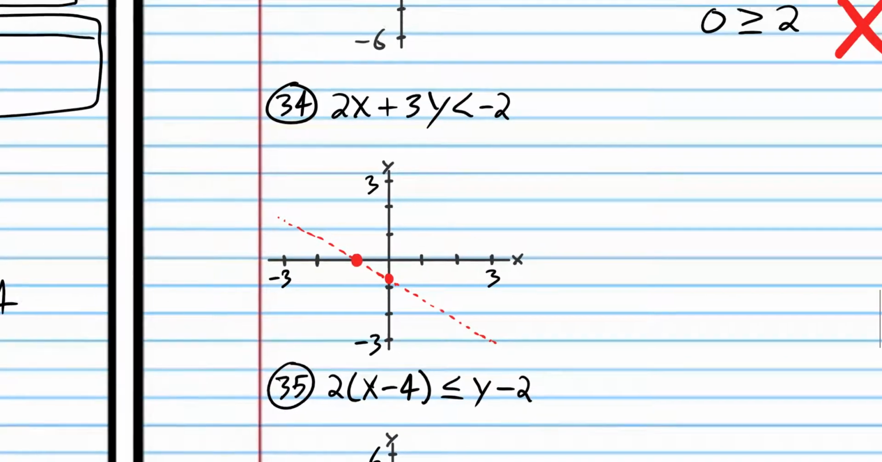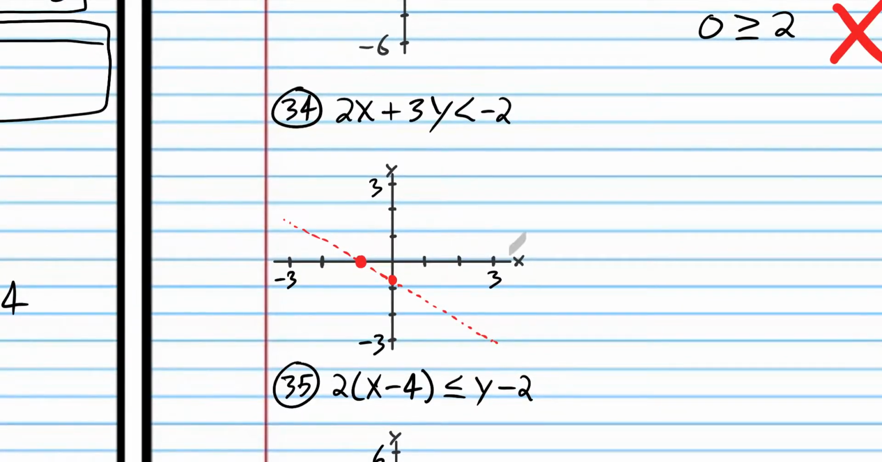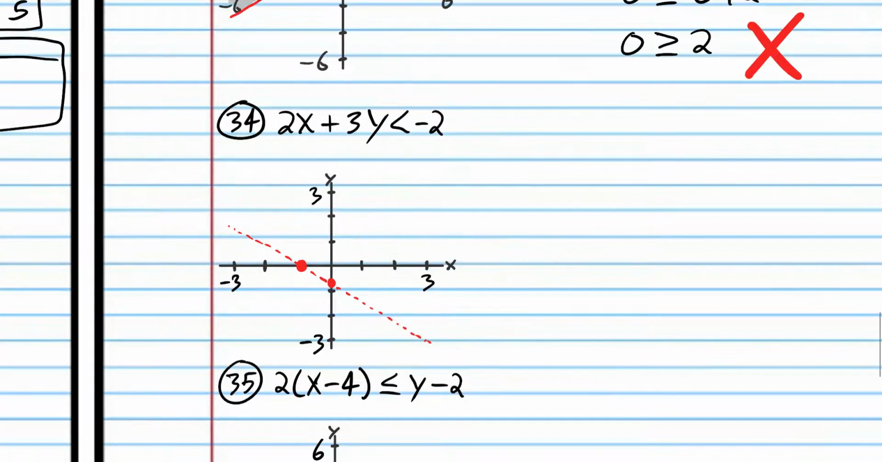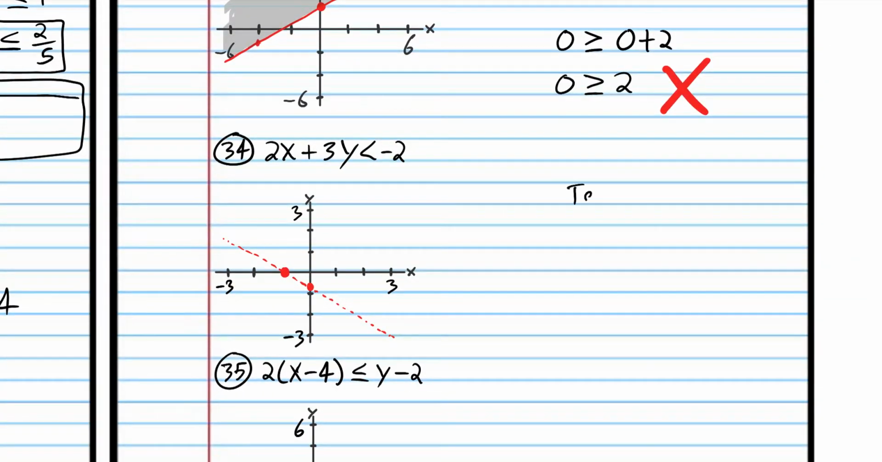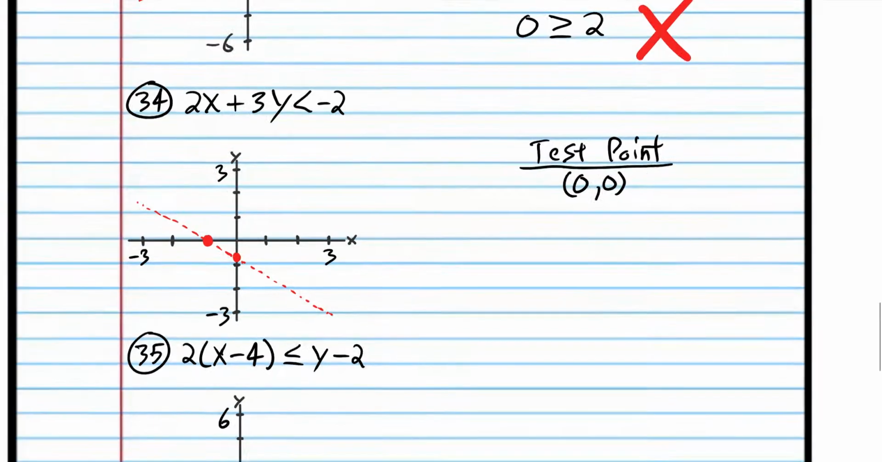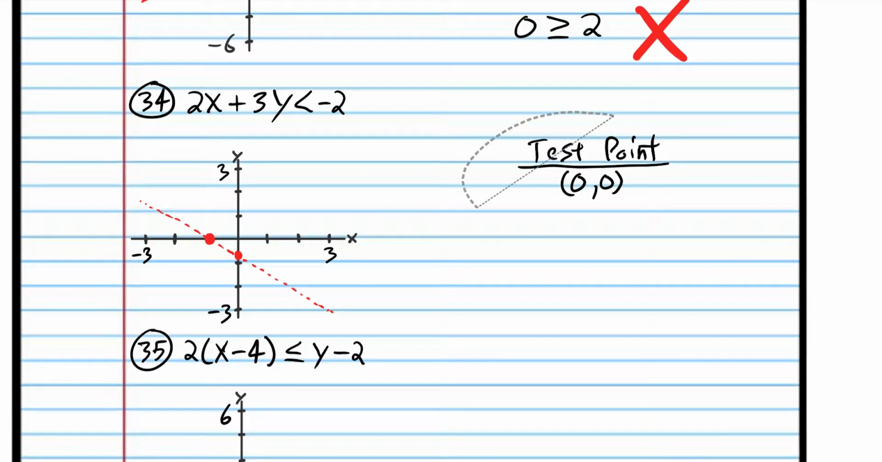Okay, so now we need to figure out if we're going to shade this side or this side. So we're going to do a test point. And it looks like we can use 0, 0 again. That's usually one of the easiest points to use. You can use any point you want as long as you're sure that it's away from that line.